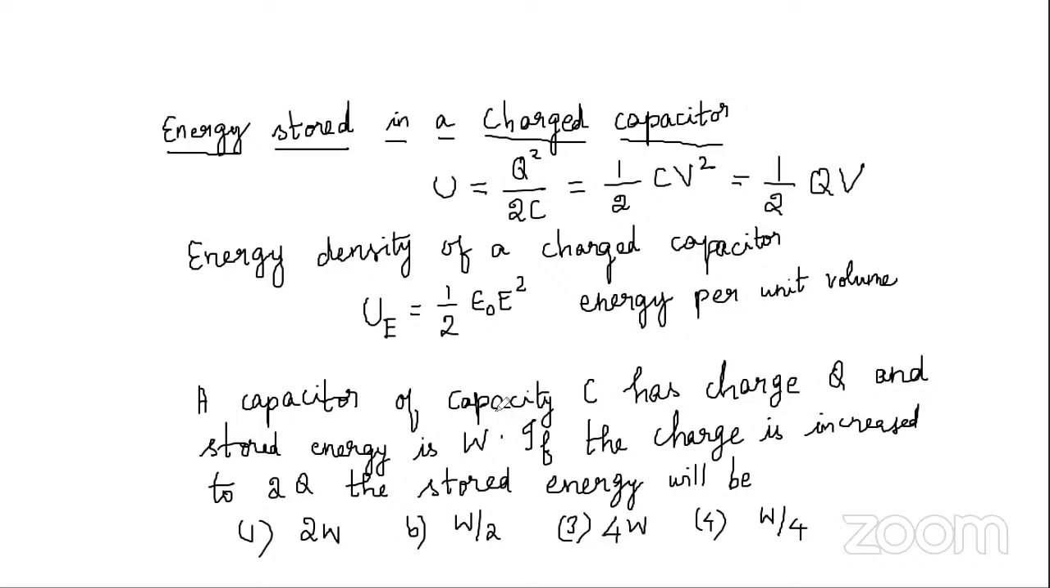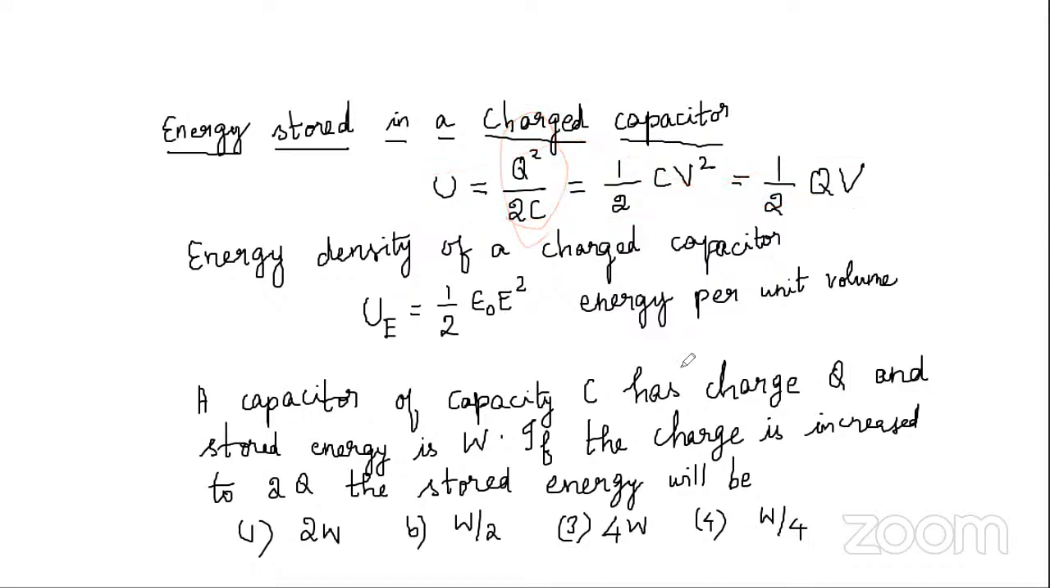A capacitor of capacity C has charge Q and the stored energy is W. So they have given you the capacitance value, charge value, and energy value. You have to think which equation connects all these things. The energy stored in a capacitor, you have three equations. Now you have to see which equation connects the charge and capacitance here. This is the first equation, Q squared by 2C.